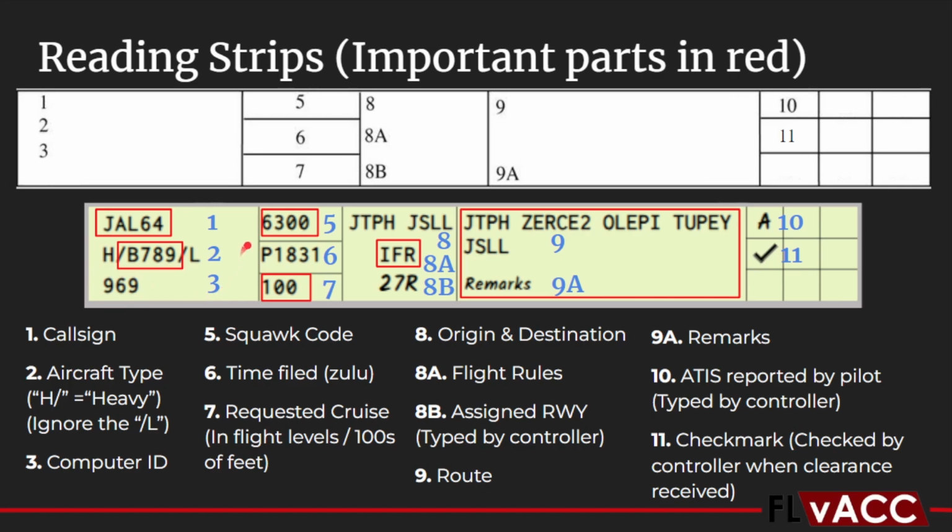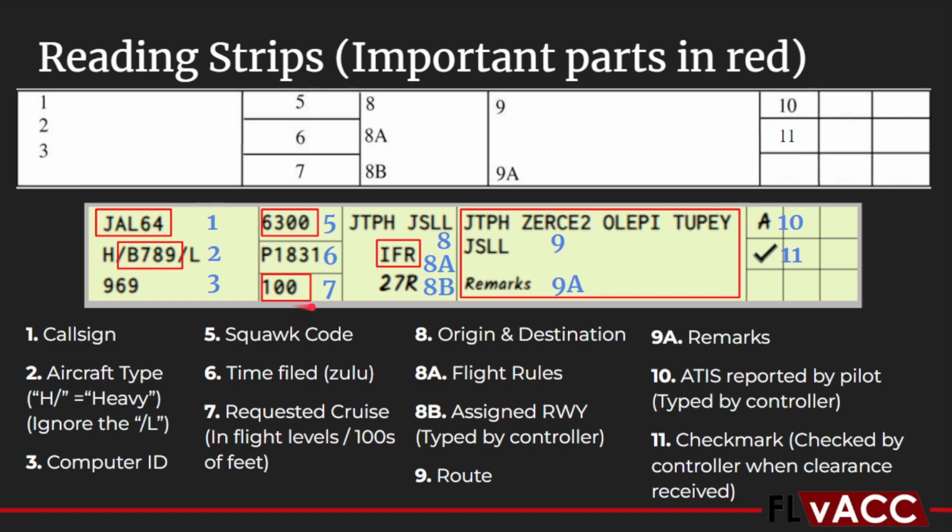Moving to the next column is the squawk code that is to be assigned to the aircraft. Then you have the time that the flight plan was filed in Zulu time, or GMT-0. In the real world, this is actually the proposed departure time, hence the P, but in Flightline, this doesn't matter. The bottom box is the pilot's requested cruise altitude as a flight level, or in hundreds of feet. If you remember from the last lesson, flight level 100 is equivalent to 10,000 feet, and is also where we start calling the altitudes flight levels.